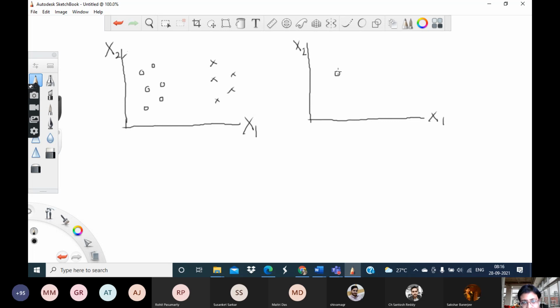This is one dataset, and so as you can understand, the two classes are like the circles and crosses. Okay, so these are the two datasets. Now between these two datasets, which do you think, intuitively, is easier to classify?